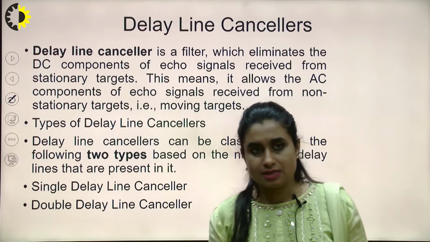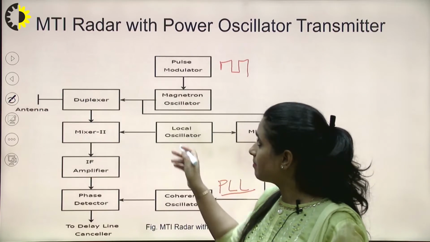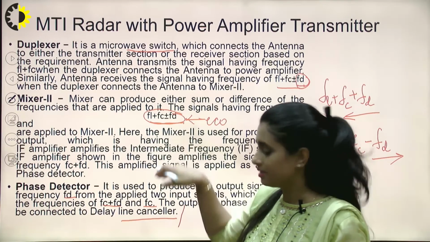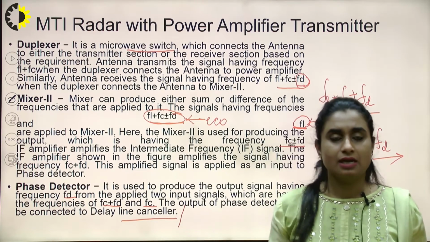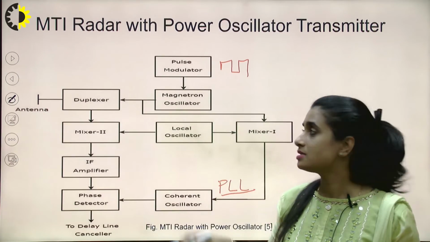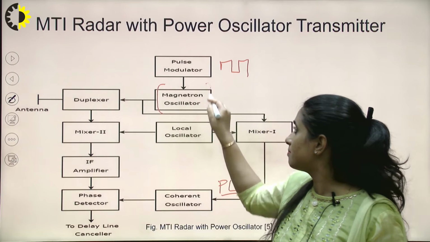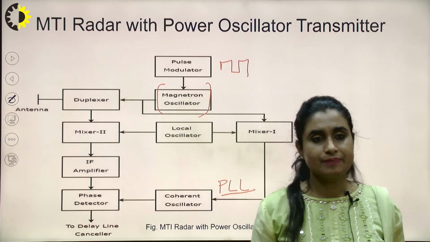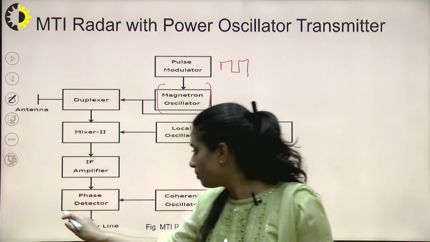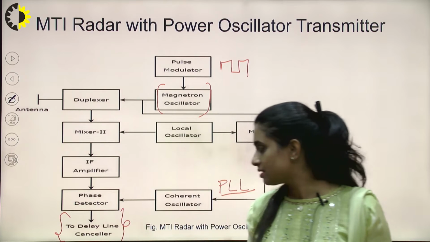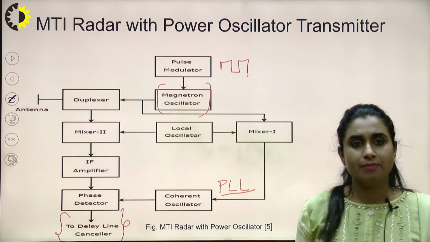Now the next thing is the working remains the same as what we have studied in the previous one, right? The only difference here is this block. Instead of an amplifier, we do use an oscillator. Now let's study how my delay line canceller works and how it helps in MTI detection.